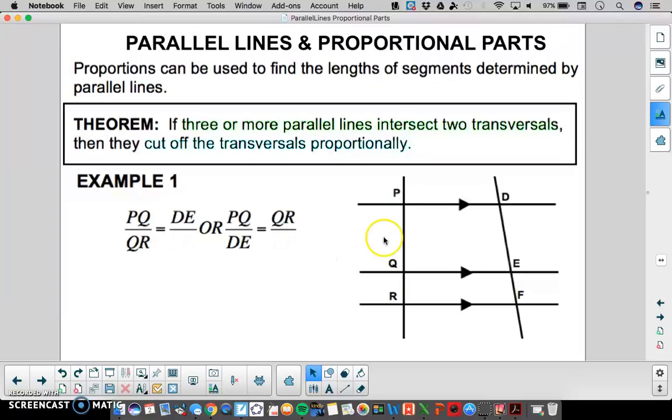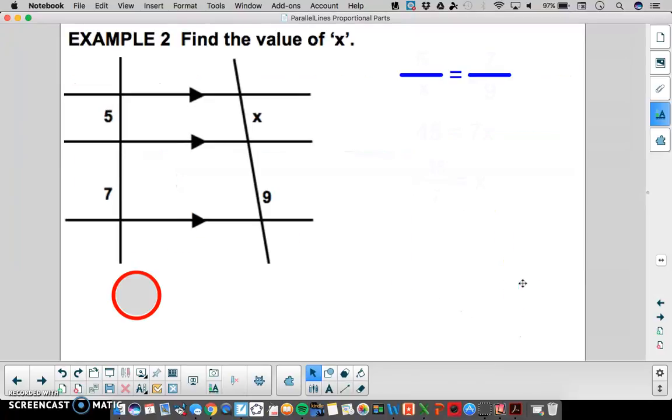So we have an example here of pieces that we could set up in ratios. Segment PQ is proportional to QR, which would be equal to the ratio of DE over EF. Or we could look at not just the same transversal, but going across the set of lines. PQ is proportional to DE, the same way that QR is proportional to EF. So we would use those relationships to set up a proportion and solve a problem.